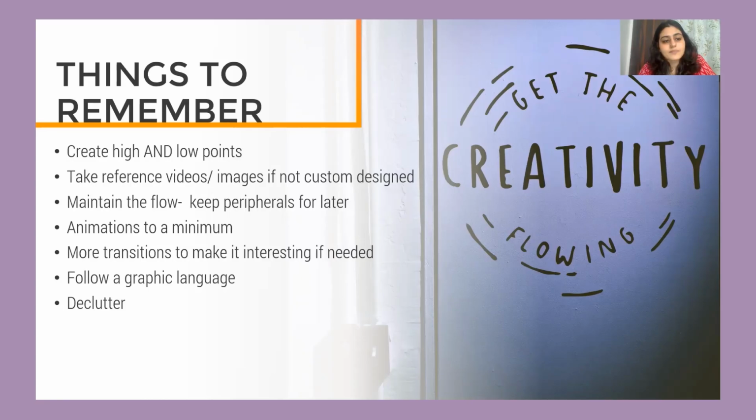And like I said, you should maintain the flow and keep the peripherals for later. Anything that has a lot of options in it, try and keep it for later, so that it does not disturb the flow of the event when you're presenting. I would say try and keep the animations to a minimum, as they're only distractions unless they're absolutely important. If you have to use animations, keep them really subtle, use fades or float in or something like that, but keep them to a minimum. Transitions are a great idea. If you use subtle transitions, it can be nice and interesting.